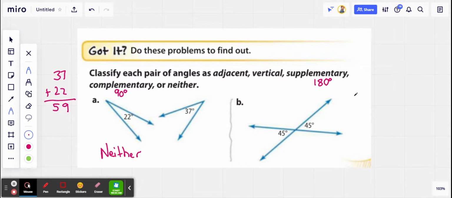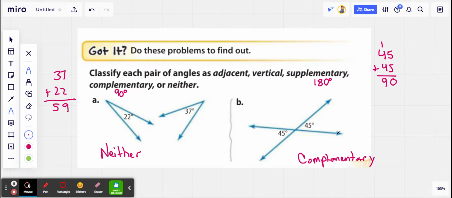Let's look at B. Let's add these two angles together. 45 plus 45. 5 plus 5 is 10. Carry 1. 4 plus 4 is 8, plus 1 is 9. So that makes these angles complementary.